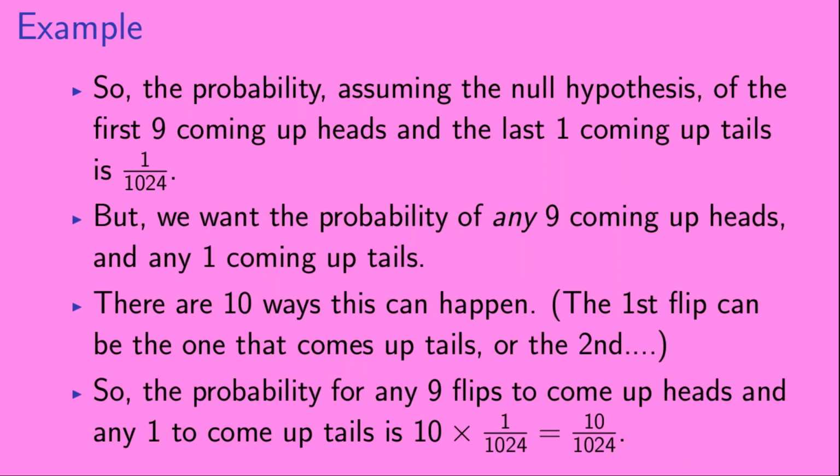Okay, so the probability, assuming the null hypothesis, of the first 9 coming up heads and the last 1 coming up tails is 1 over 1024. But we want the probability of any 9 coming up heads and any 1 coming up tails. There are 10 ways that this can happen. So the first flip can be the 1 flip that comes up tails, or the second flip can be the 1 flip that comes up tails, or the third or the fourth, etc. So the probability for any 9 flips to come up heads and any 1 to come up tails is 10 times the result we got a minute ago, 1 over 1024, and so that equals 10 over 1024.